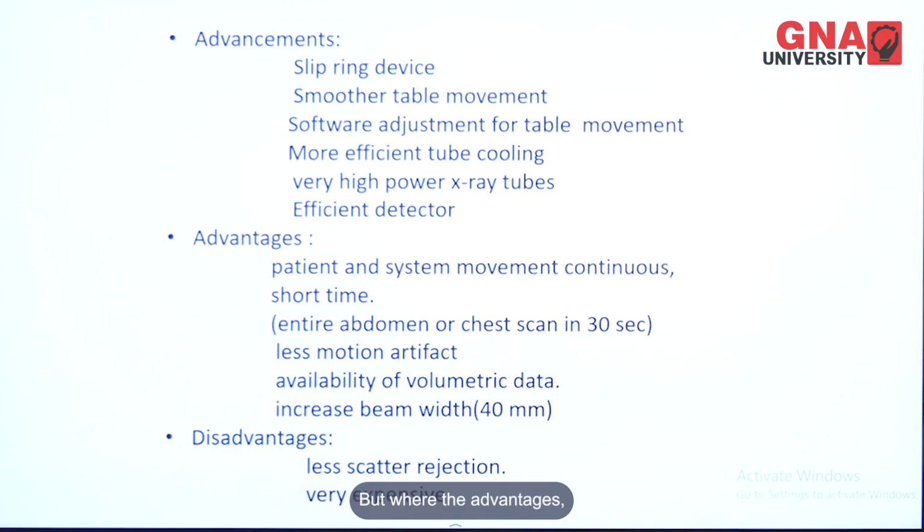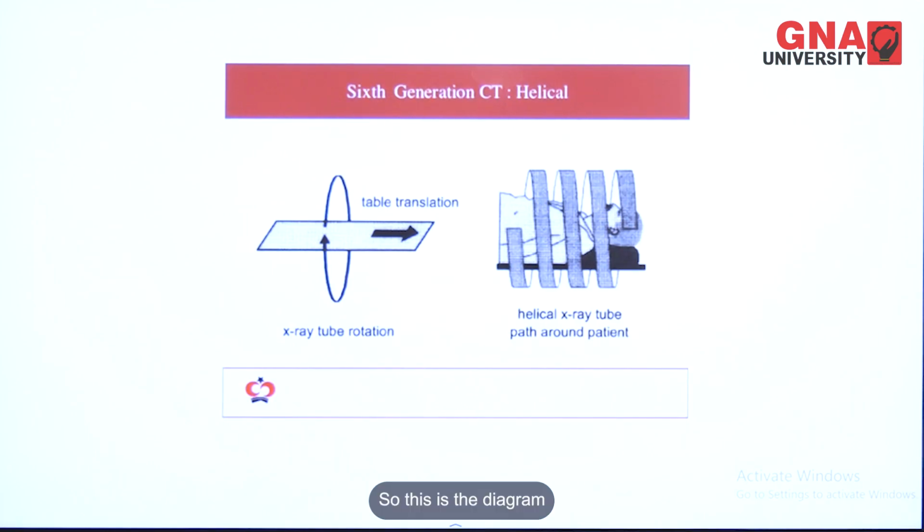What were the advantages? The patient and the system movement are continuous, and the entire abdomen or chest can be imaged within 30 seconds, and that will eventually reduce the motion artifact. The next advantage is that we have availability of volumetric data and an increased beam width of 40 mm. Disadvantages: there was less scan rejection, and the setup for the 6th generation was very expensive. So this is the diagram showing the 6th generation.